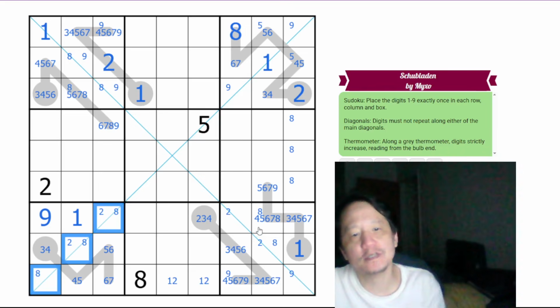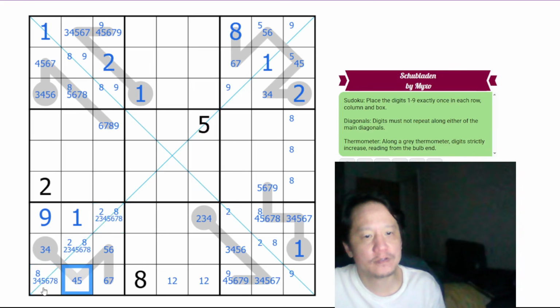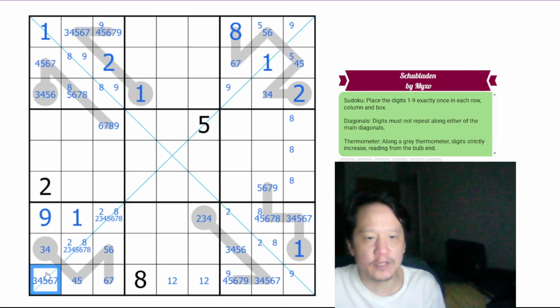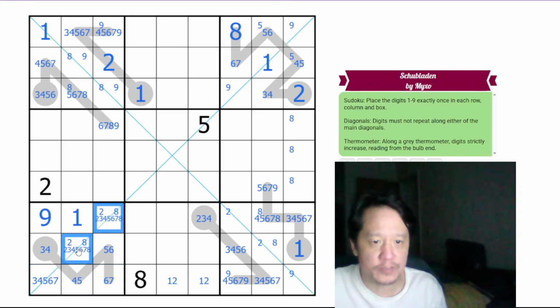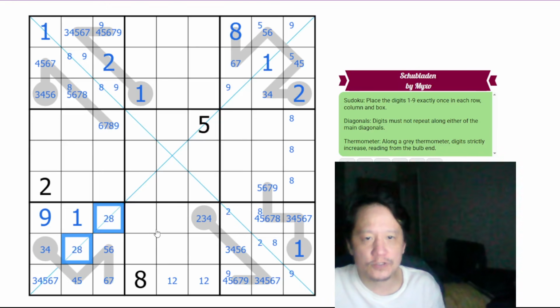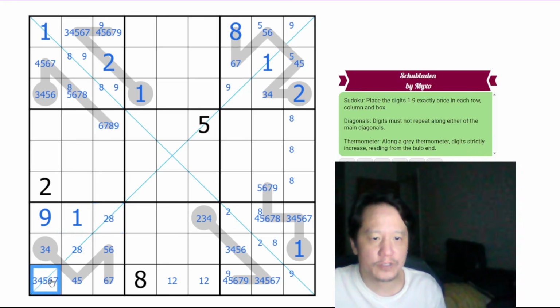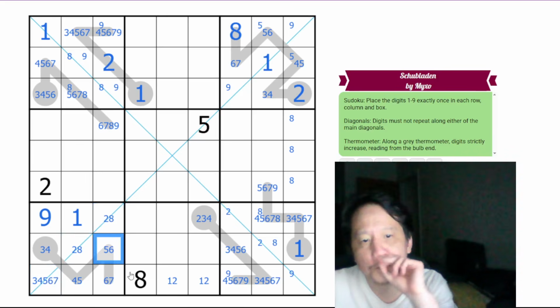Remaining digits in, so this could be 2, this could be 8. The remaining digits are 3, 4, 5, 6, 7. No 8 here because of 8 in the row, so this has to be a 2-8 pair. So this is a 2-8 pair here because 2 and 8 cannot be there.